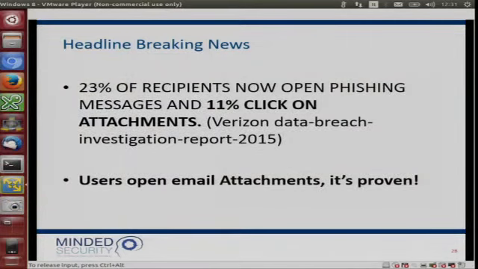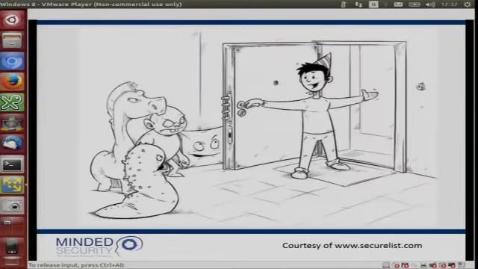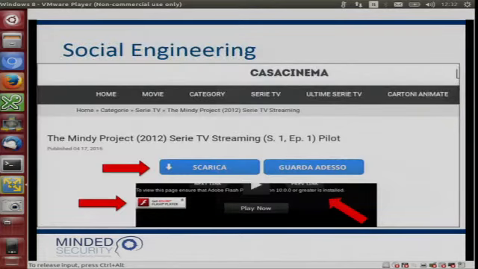Headline breaking news. This is somehow ironic because 23% of recipients now open phishing messages, and 11% click on attachments, from the Verizon Data Breach Investigation Report 2015. So users normally open attachments, 1 in 10 users are clicking on attachments. So this is the situation. Even worse, social engineering is working very well.